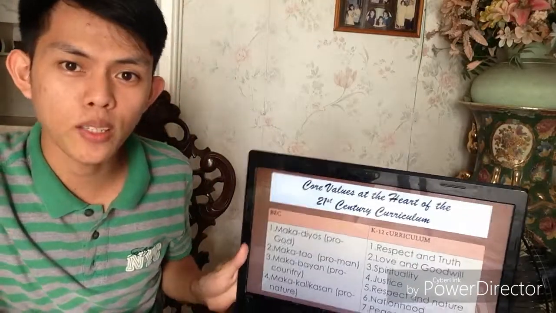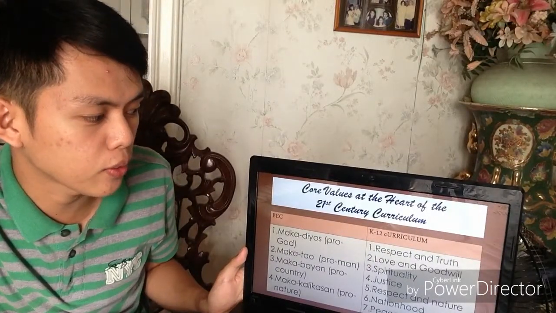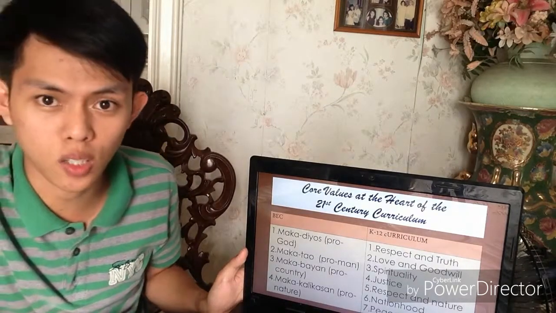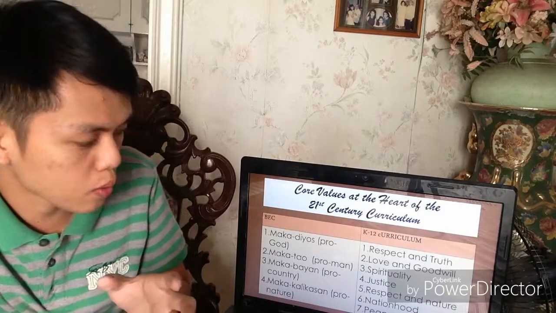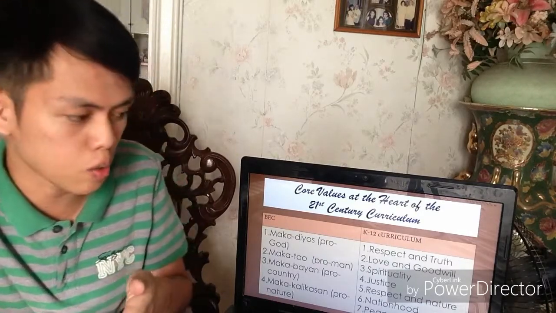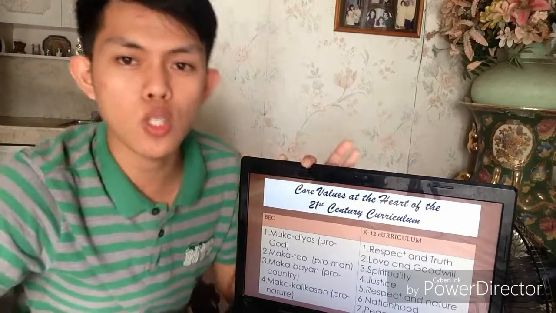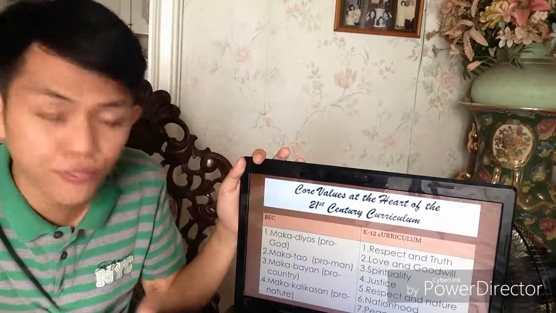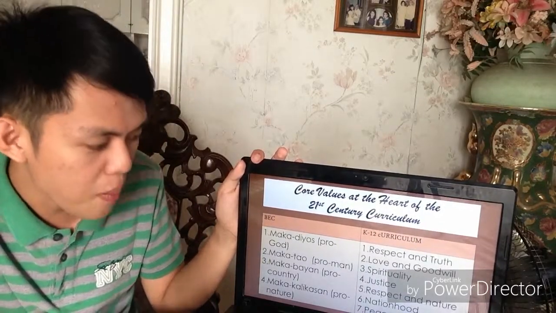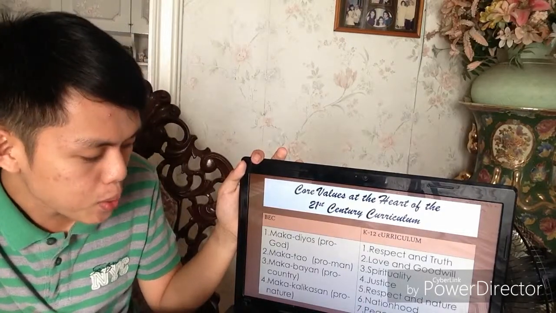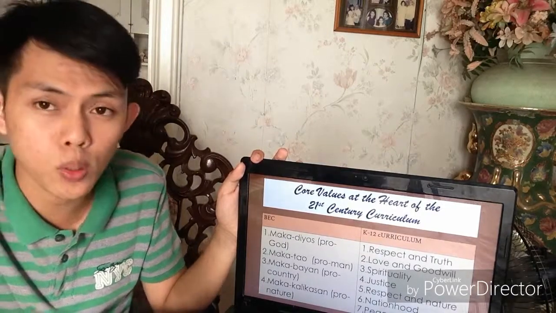Okay, on our last part of our discussion, let us discuss the core values at the heart of the 21st century curriculum. So, let us compare the core values of the basic education curriculum and the K-12 curriculum. So, on BEC, or the basic education curriculum, we have 4 core values, which are the Maka-Diyos or pro-God, Makatao, pro-man, third one, Makabayan, pro-country, 4, Makakalikasan, pro-nature.